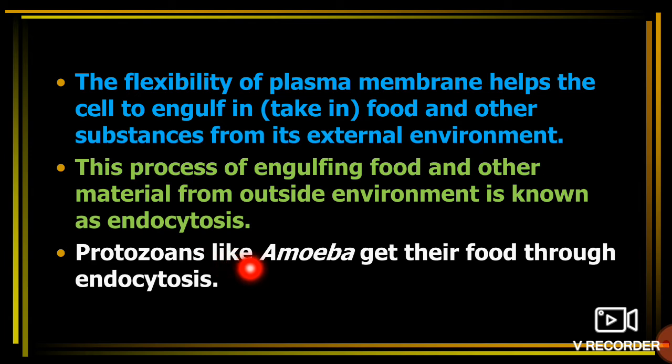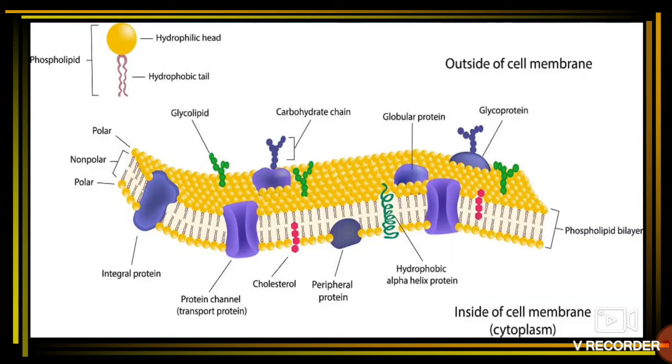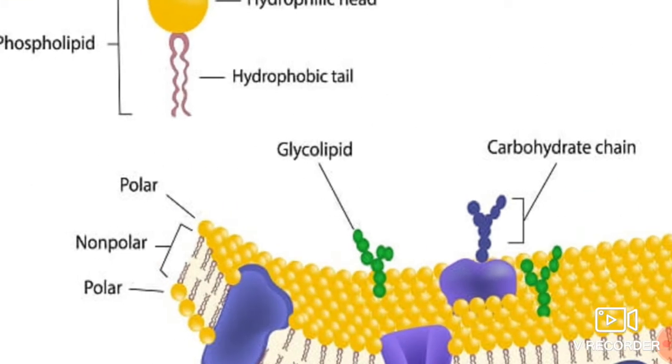Okay, and what is the example which takes food with the help of the engulfing process? The amoeba, a very common example. That process is known as endocytosis. The process of engulfing food is known as endocytosis, and amoeba is a very good example of endocytosis. So you can see the engulfing here. And now you can see the structure of a plasma membrane.